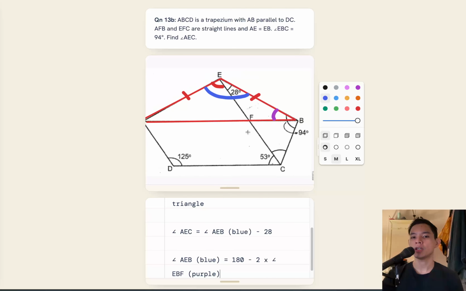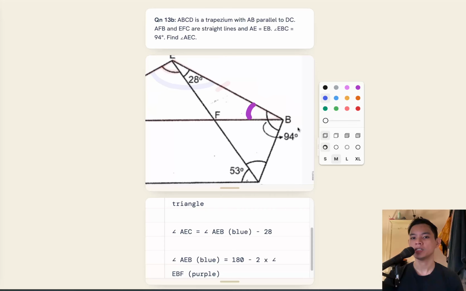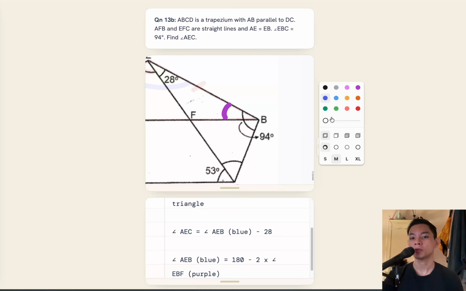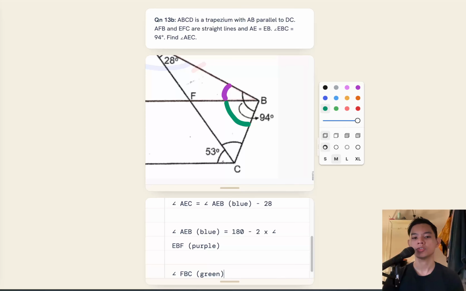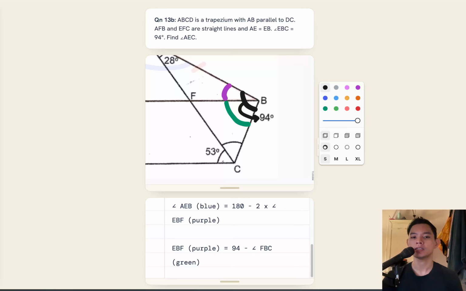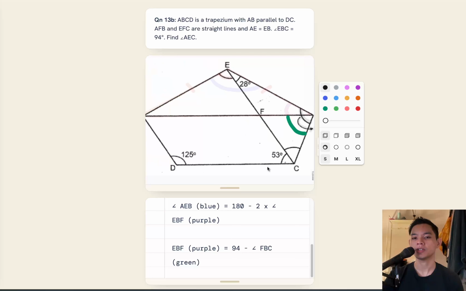Okay, so then from here, how do we get this purple angle? For this purple angle, we just need to find out this green angle over here. So angle FBC, or this green angle: EBF in purple is equal to 94, this whole thing over here, right? So this whole thing is 94, minus the green angle over here. So how do we get this green angle? What is this green angle part of?